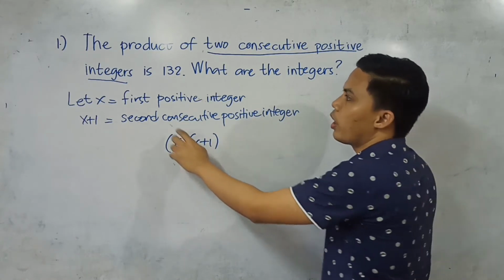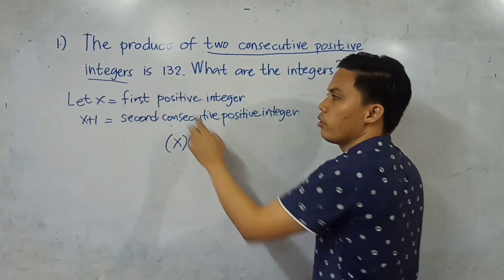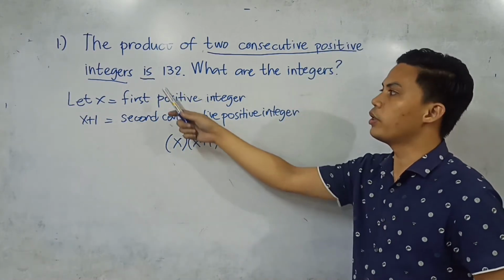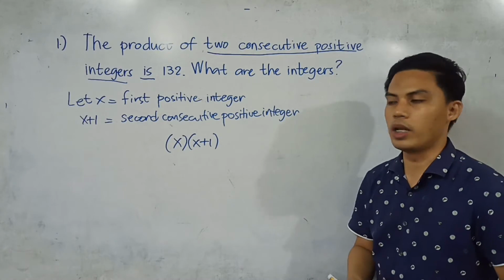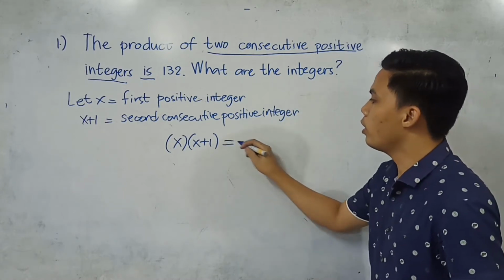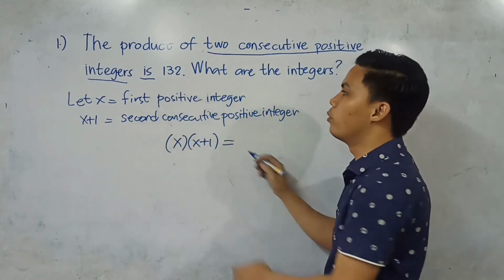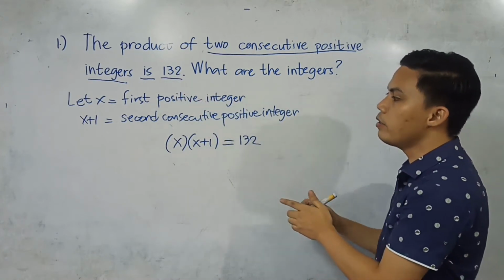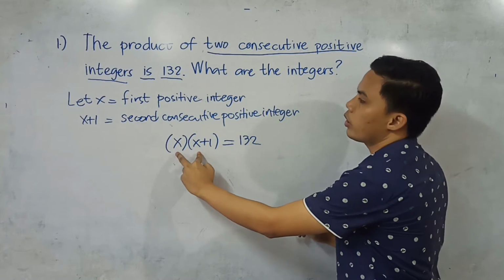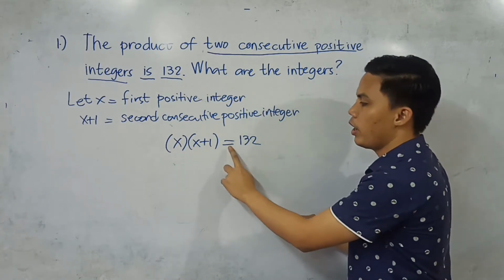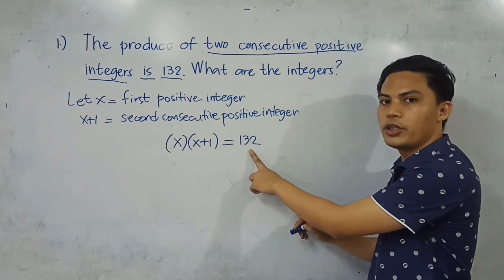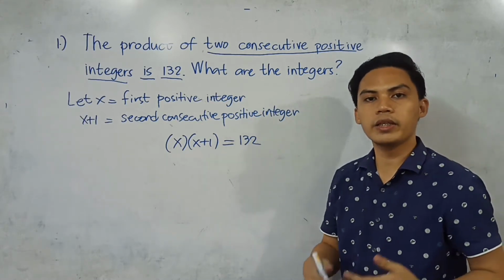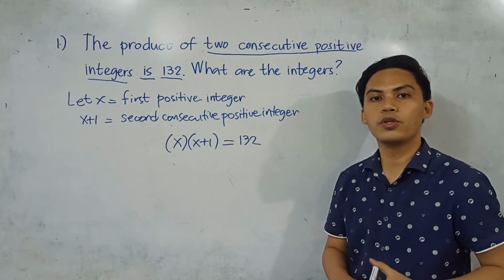Okay? Next, we have the word is. Ano ibig sabihin ng word is? So, ang mathematical symbol for the word is equal. Equal. Then, we have 132. So, again, the product of 2 consecutive positive integers is 132. So, this would be our equation. And the next step we're going to do is to solve.